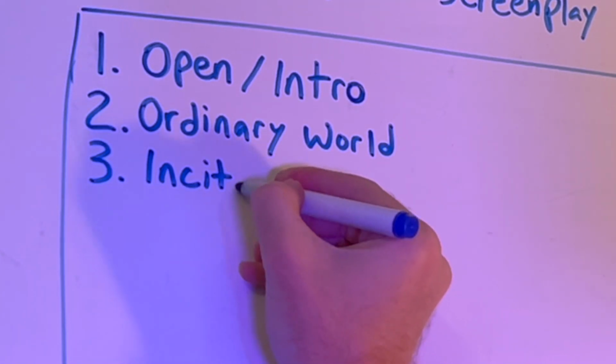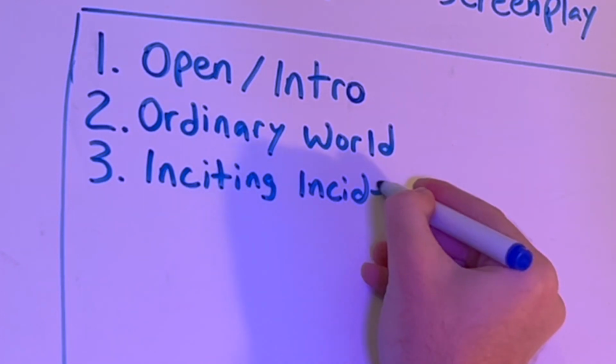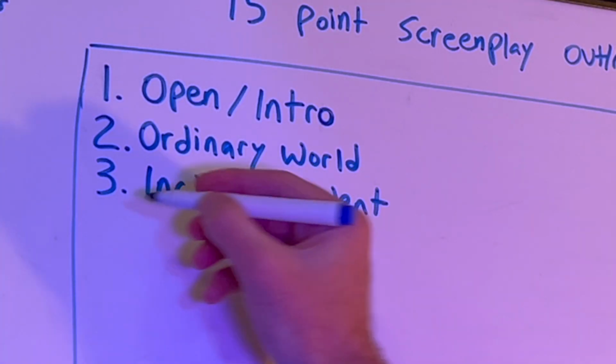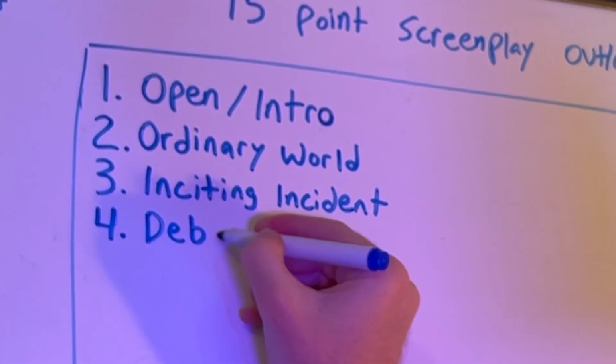Inciting Incident. Inciting Incident is where the story begins. Your inciting incident is your opportunity to go on this journey. And most times, the hero will initially refuse the call to action, and that is step 4. The refusal or debate.